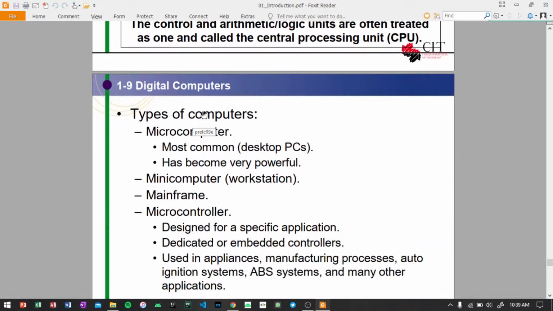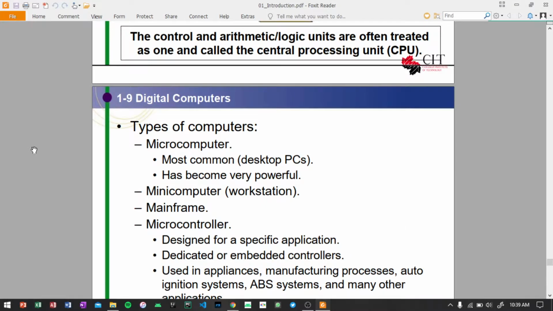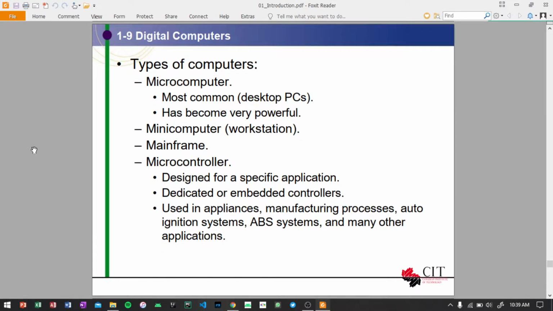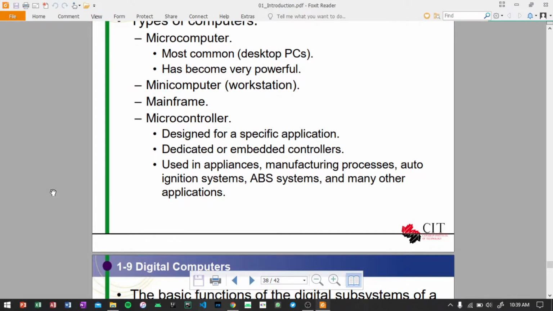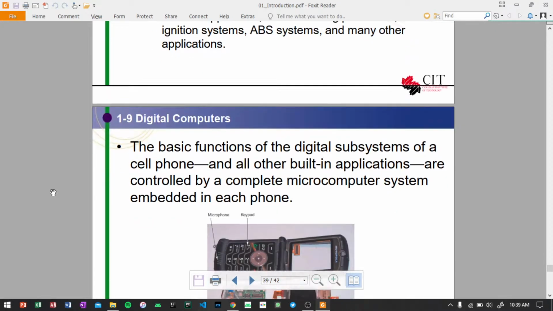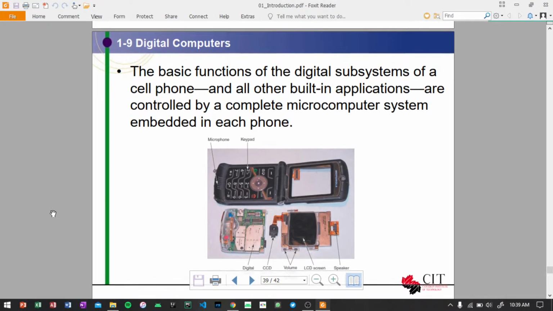We have some types of computers. Okay, this is important. This is a basic important part, guys, so you should know this one. Types of computer: microcomputer, the most common, discovered as PCs, has become very powerful; minicomputer; workstation; mainframe; microcontroller, designed for a specific application in dedicated or embedded controllers. It is used in appliances, manufacturing processes, auto ignition systems, ABS systems, and many other applications. And the basic function of the digital subsystem of a cell phone, other embedded applications are controlled by a complete microcomputer system embedded in each phone.